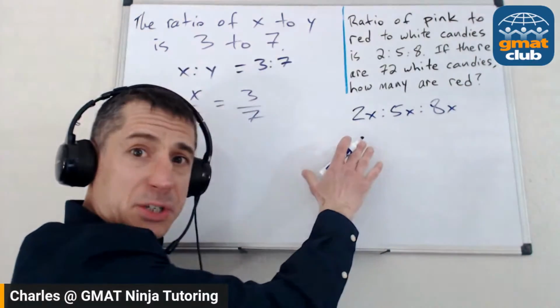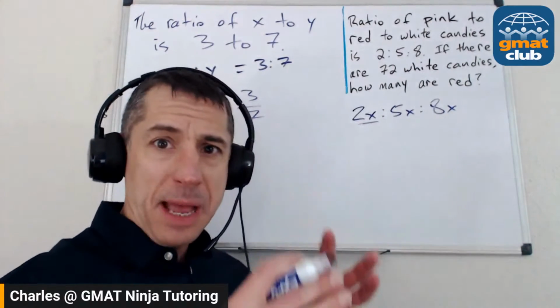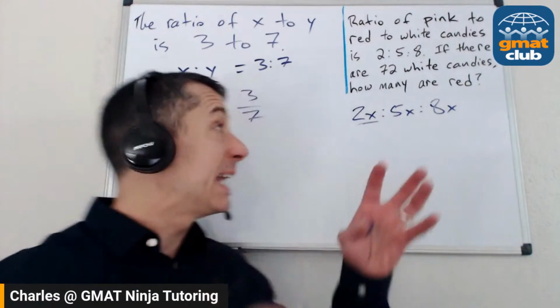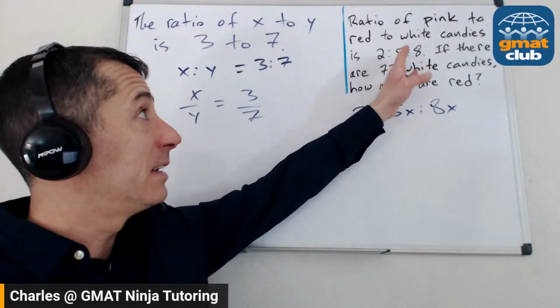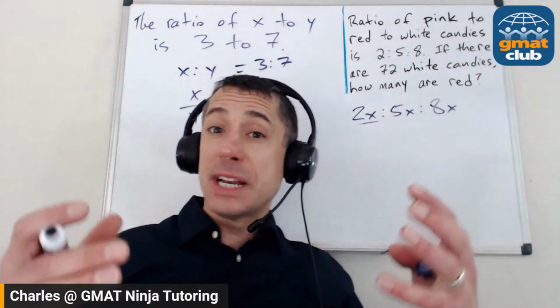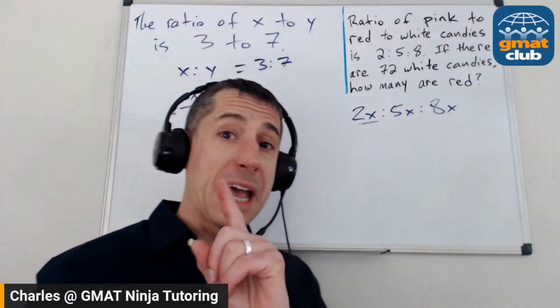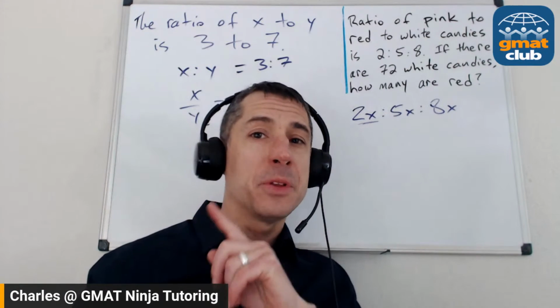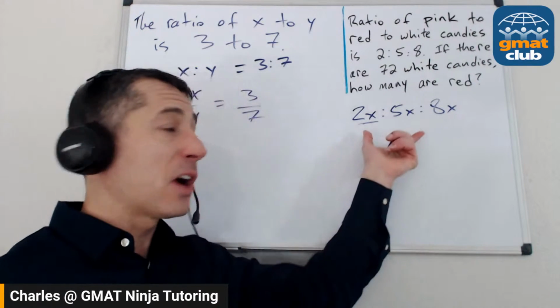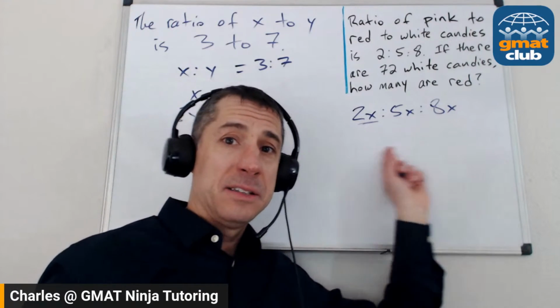There's only one mystery. There's only one variable. And that is, what am I multiplying these things by? Imagine that we have all these little packages of candy. Every package contains 2 pink, 5 red, 8 white. The only mystery is, how many of those packages do we have? That's all a ratio is. There's only ever really one variable in a ratio question. And that variable, that unknown, is how much am I multiplying everything by to scale it up or down?